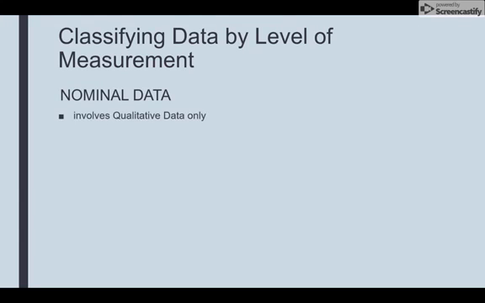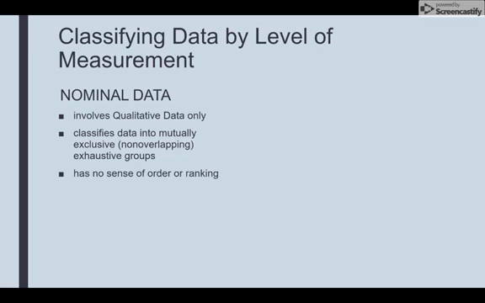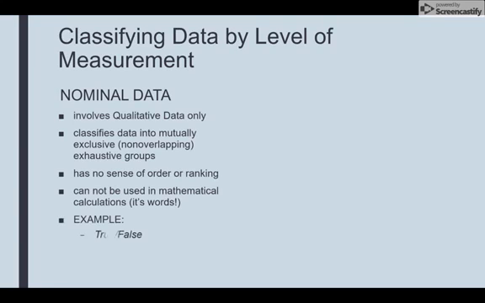Nominal data involves only qualitative data. Remember, qualitative data is words or phrases. It classifies data into mutually exclusive, non-overlapping, exhaustive groups, meaning you have a group for everybody and a person cannot be in more than one group at a time. It has no sense of order or ranking. You cannot do any mathematical calculations. Obviously, it's words. So things like true, false, yes, no, agree, disagree, political affiliation, zip codes, those are considered nominal data or data at the nominal level.